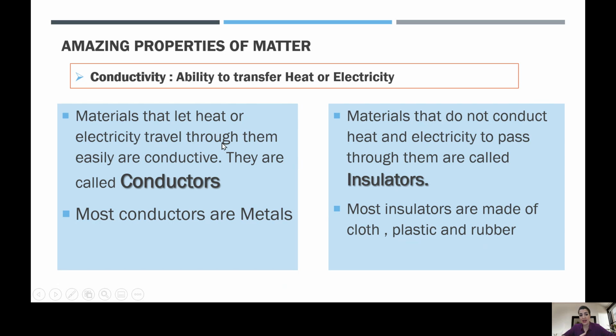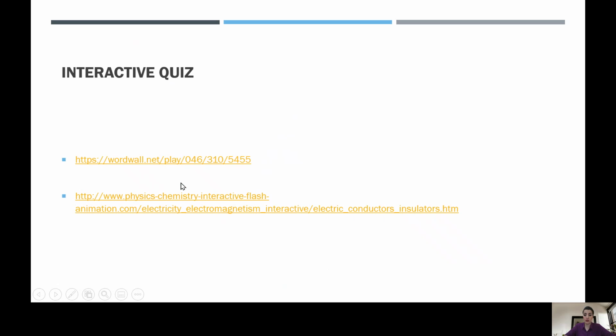The ones that allow electricity and heat to pass through them are called conductors, and most of the conductors are metals. However, those materials or those metals that do not allow electricity and heat to pass through them are called insulators. So these are new scientific keywords that we're learning, so please write them down and make sure you always remember those.